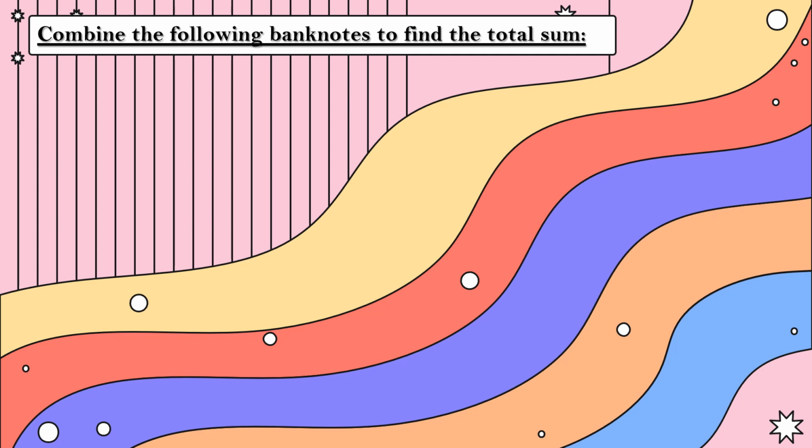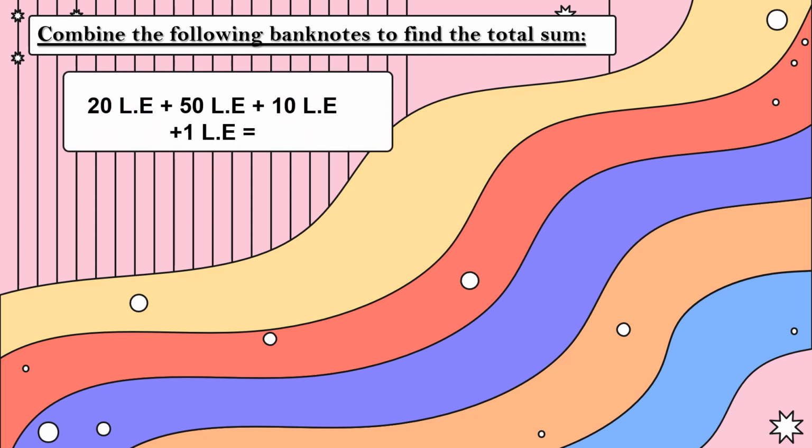Combine the following banknotes to find the total sum. First one. Now we have some decomposed numbers and we want to add all together to find the total amount. So let's add these numbers. 20 LE plus 50. 20 plus 50 equals 70. 70 plus 10. After 70, 80. 80 LE plus 1 LE. So it is 81 LE or 81 pounds.